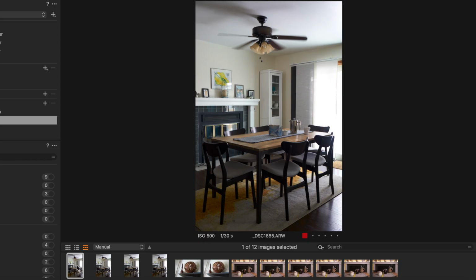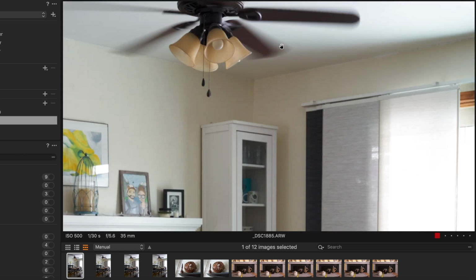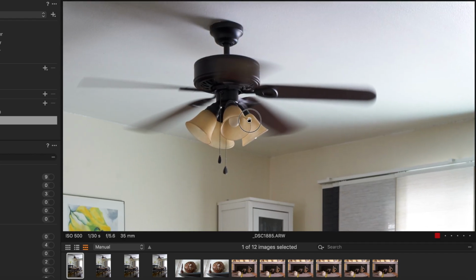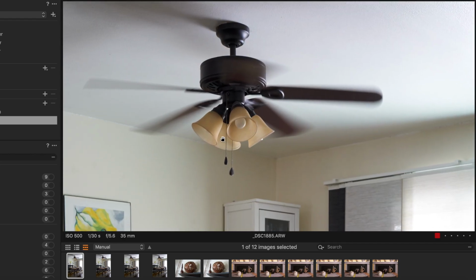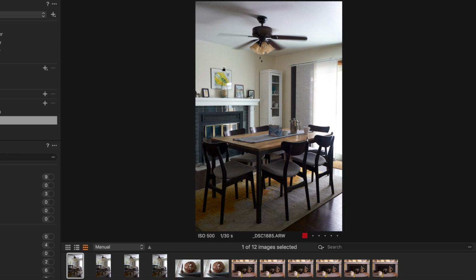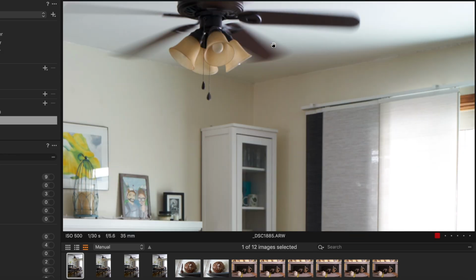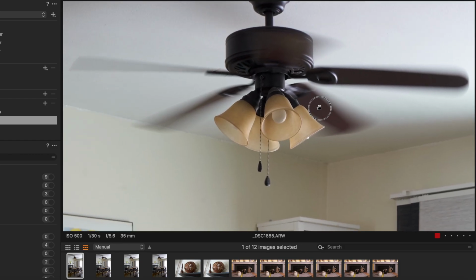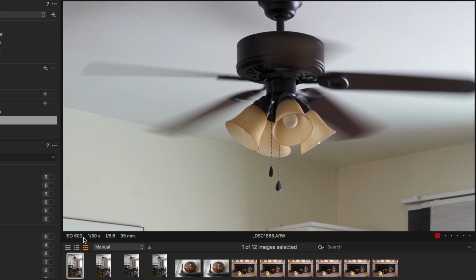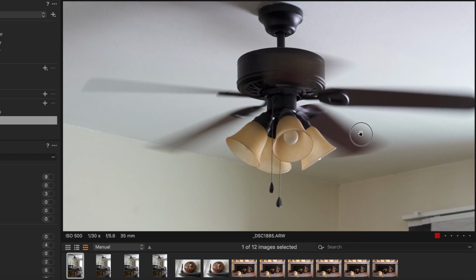So I have this image of my dining room, and if we zoom in all the way up here on the fan blades, so that we have something in motion in the shot, because otherwise it's just a still life. There's nothing moving here other than the fan blade. So if we zoom up here, you can see that it's quite blurred. And the setting that I have here is 1/30th of a second. Not even really that slow. But 1/30th of a second is just enough where something that's moving rather quickly would be blurred pretty substantially.